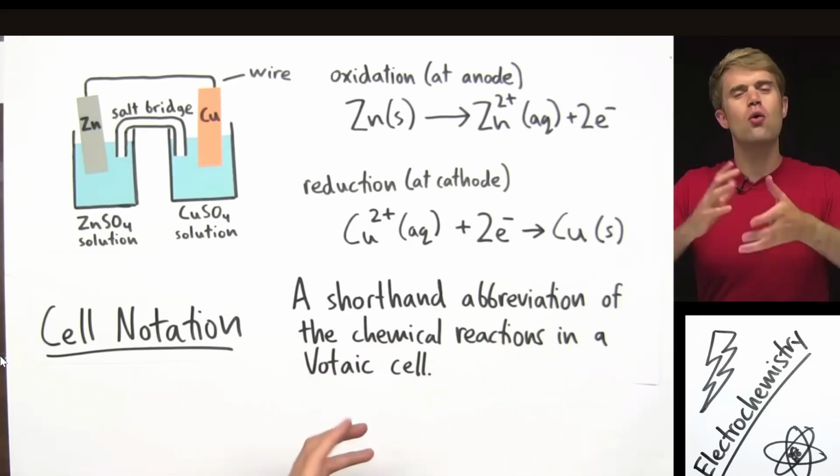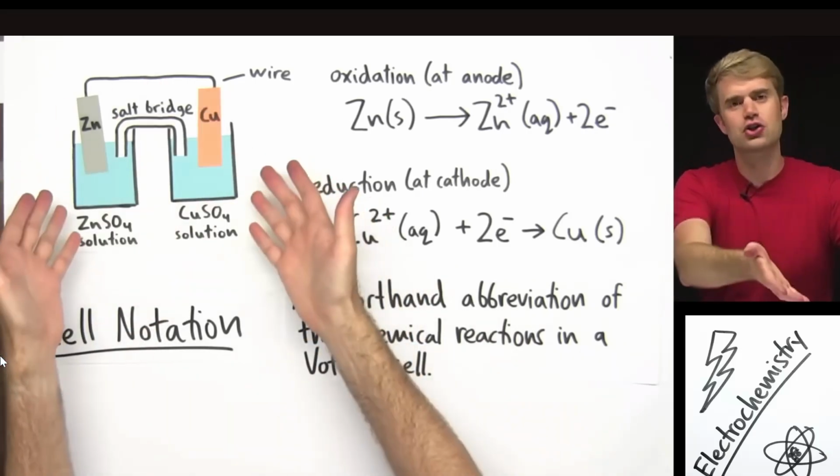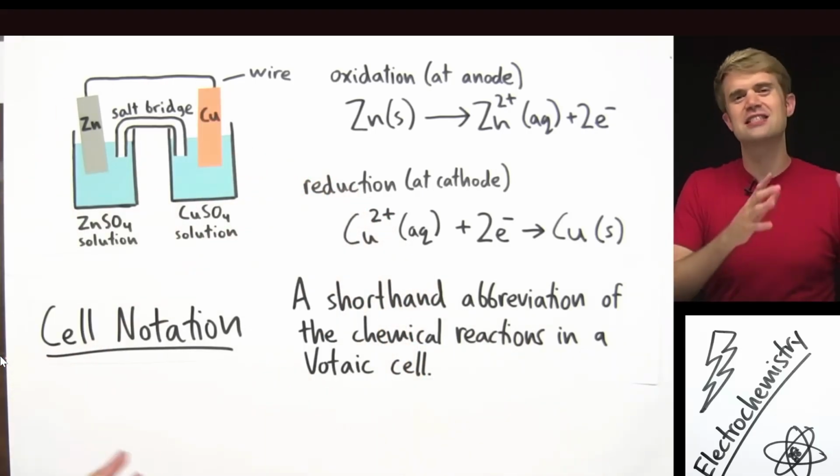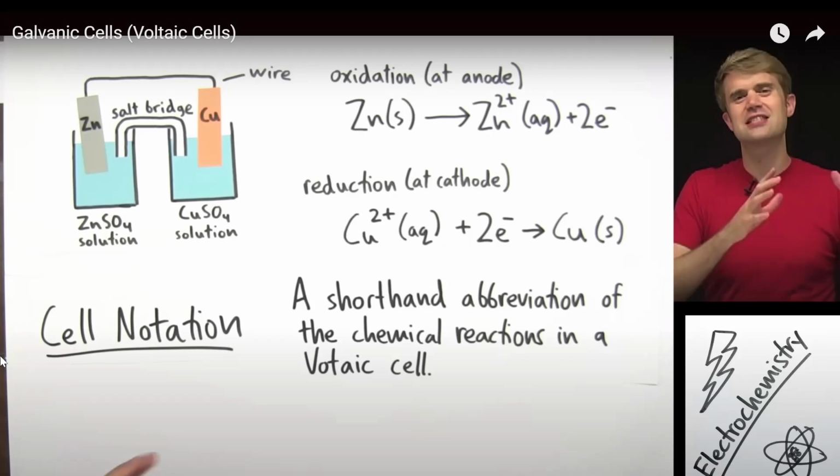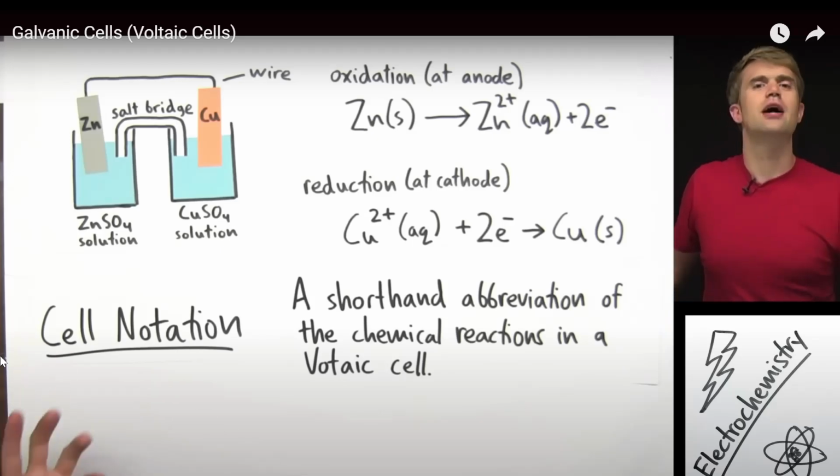It's a way that we can show what's going on without drawing a picture of the whole thing, okay? Cell notation is... because drawing the picture, while it is a necessary skill, is a pain in the butt. Yes? Because you're drawing beakers, you're drawing a salt bridge, oh my gosh, it gets tiresome. Sometimes referred to as a cell diagram, just so you know.